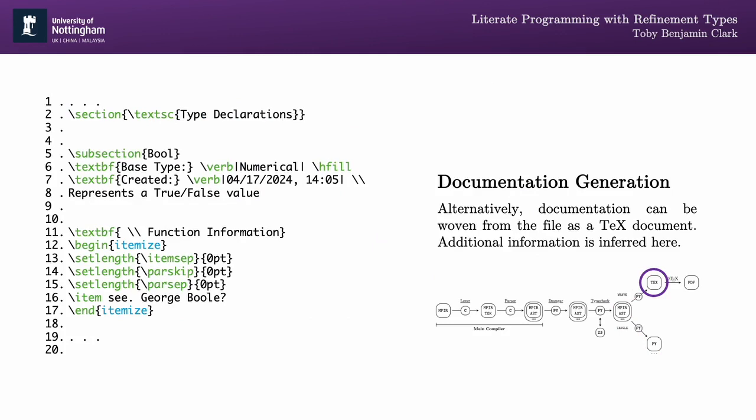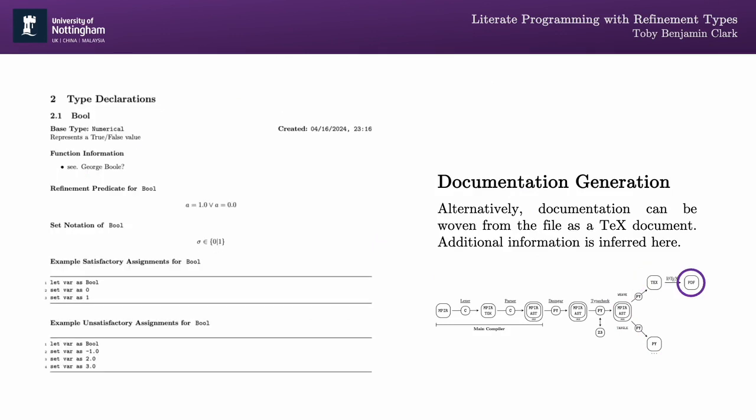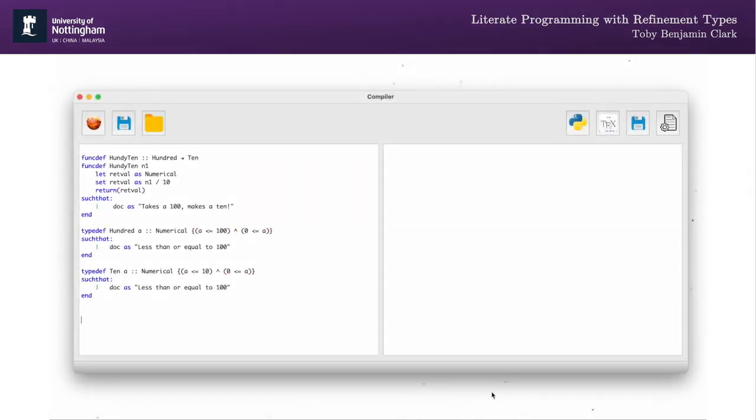into text documentation. Mapir generates the refinement predicate, a set notation representation, and some example satisfactory and unsatisfactory assignments for the type. Here we have two custom types. 100 asserts that the value must lie between 0 and 100, and 10 asserts that the value must lie between 0 and 10. We have a function that takes 100 and outputs a 10. It does this by dividing the input over 10 and returning this.